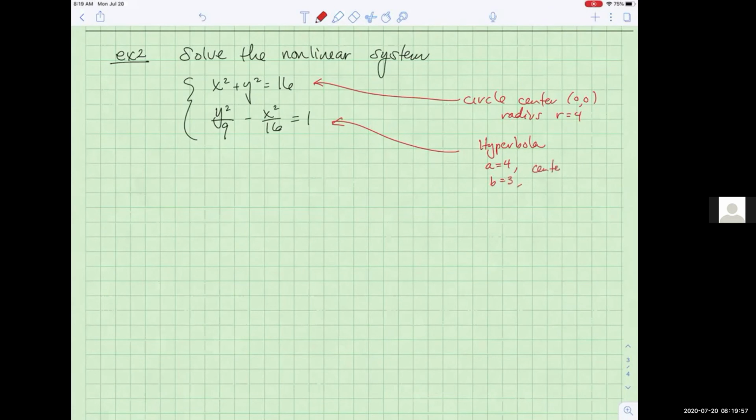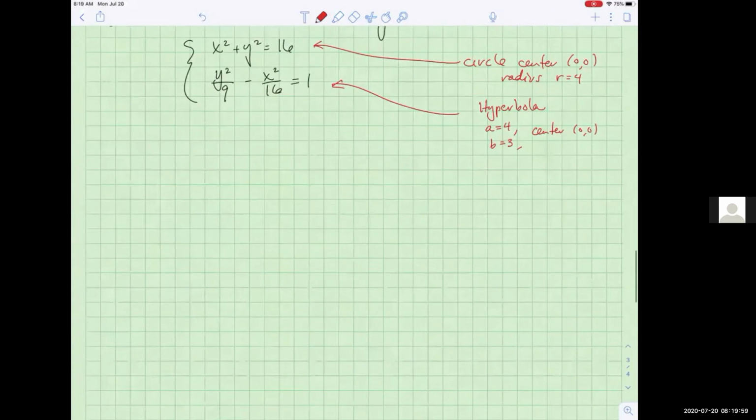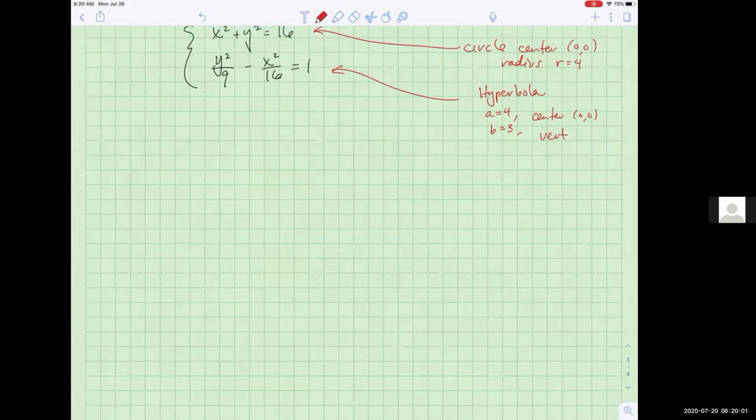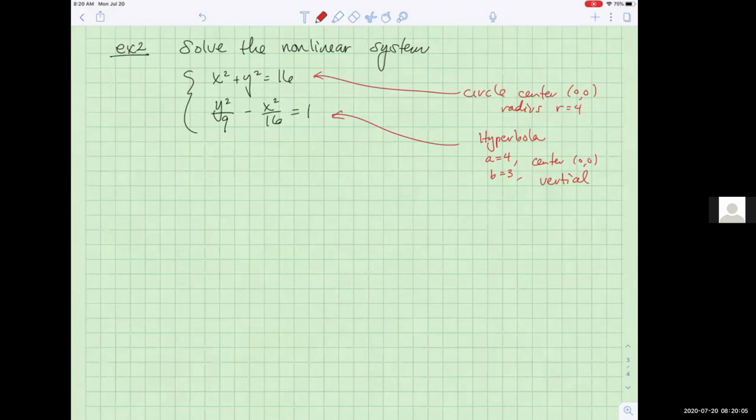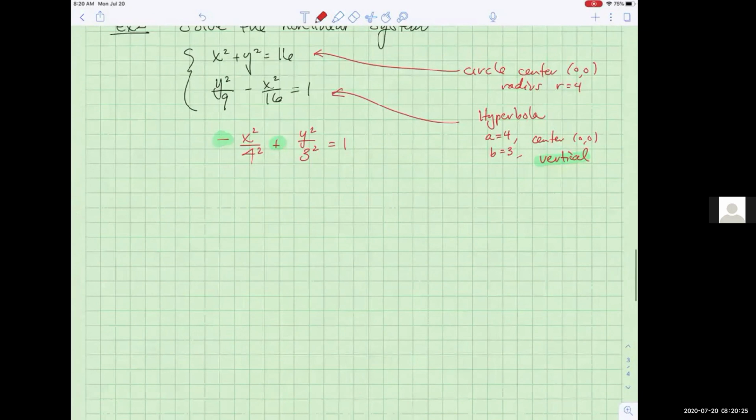The center is also 0, 0, but this one opens vertically. This is a vertical hyperbola. That is to say, this is negative x squared over 4 squared plus y squared over 3 squared equals 1. And because this is negative and this is positive, it opens vertical. Okay, so look, the graph here is going to be the same.